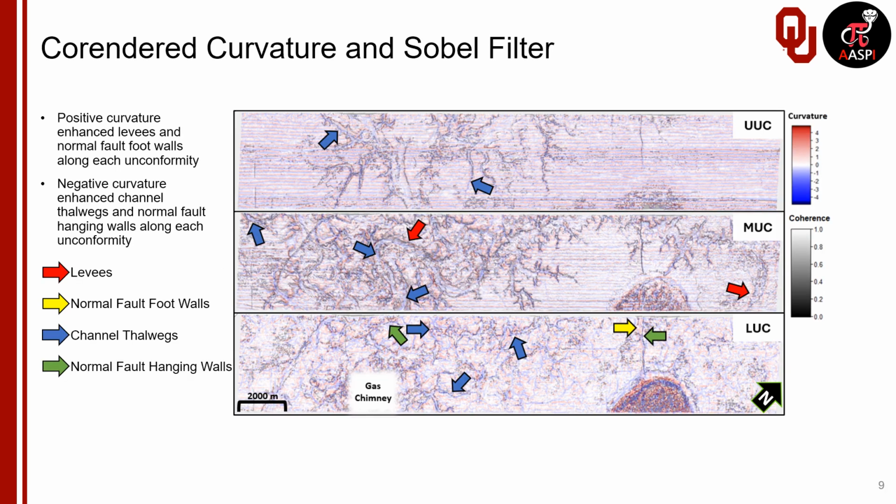We can co-render curvature and the Sobel filter to get even more insights. Again, we see some of the acquisition footprint, but luckily as geologic interpreters, we can just look past that. And with curvature, we can now start to see some of the levees. One good example is marked by this red arrow over here. We can see some of the channel thalwegs and more features associated with the normal faults, from the footwalls marked in yellow to the hanging walls marked in green.